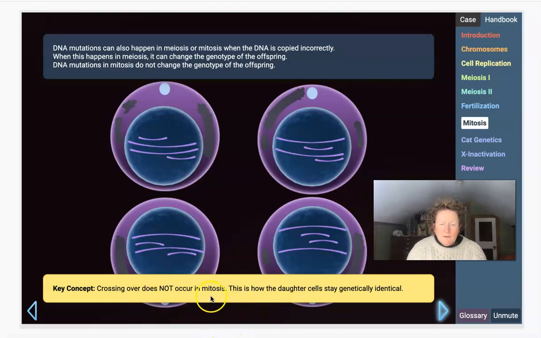Crossing over does not occur in mitosis. This is how the daughter cells stay genetically identical. So when you're doing mitosis, I think of it as happening in mitose, and it's pretty boring. It's just making more cells that are exactly the same.